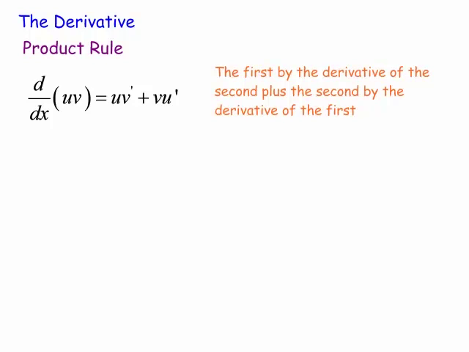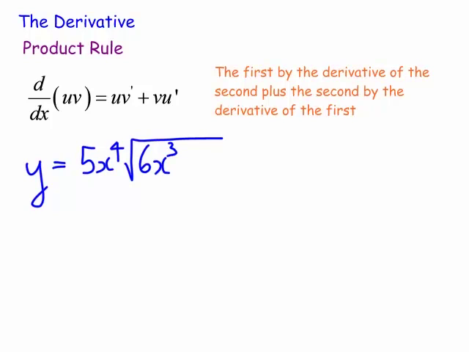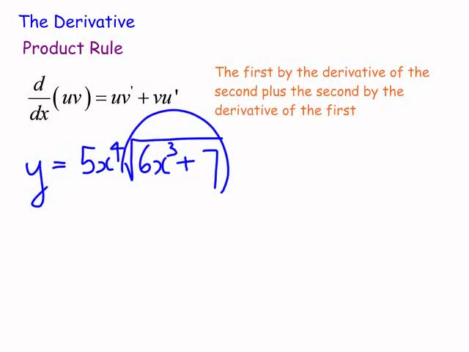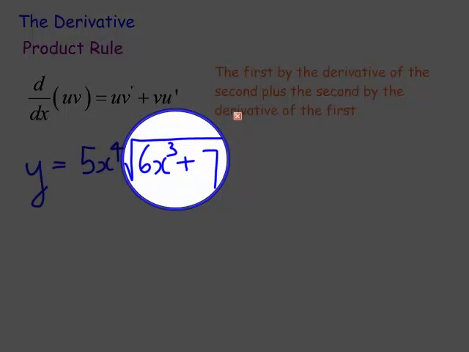So let's actually just make up a function. Y is equal to, say, 5x to the power 4, and actually just use the one we did before, 6x cubed plus 7 to the power of a half. Now the first thing to recognize is that this is a product. There is this function at the front, we call this one u. And this other function here, we'll call that one v.